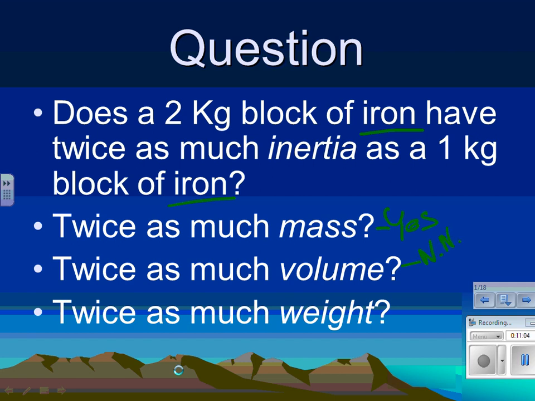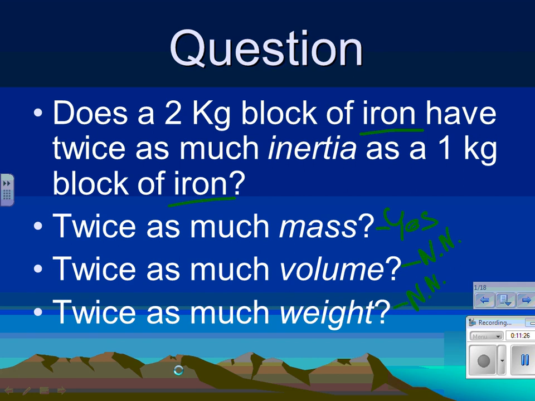How about twice as much weight? Always? Well, if they're both in the same gravitational field. If they're both on Earth, yes, 2 kilograms will weigh twice as much as one. But if I take one and put it somewhere else in space, it's going to weigh a lot different than the other one. Great. So I'm going to put not necessarily, but at the same location, yes.